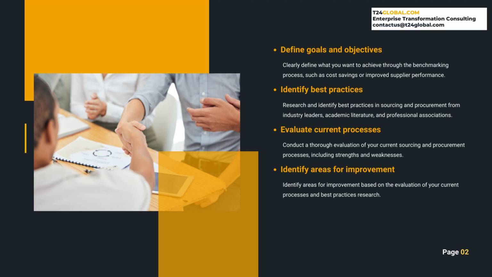4. Identify areas for improvement. Identify areas for improvement based on the evaluation of your current processes and best practices research. Key components of this step include prioritizing improvement opportunities based on their impact and feasibility. Key roles involved in this step include procurement and supply chain managers, as well as cross-functional teams responsible for implementing process improvements.